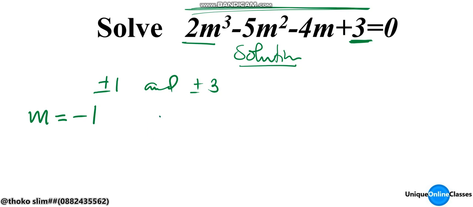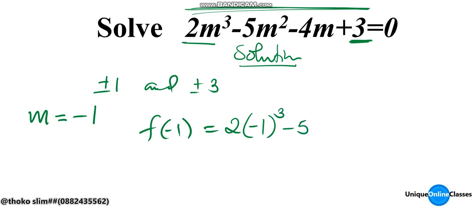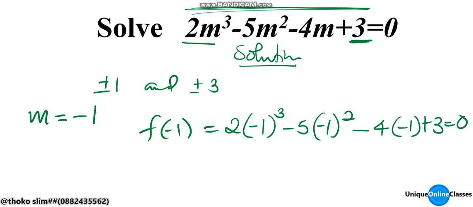So if m is equal to negative 1, we write f of negative 1. The function of negative 1 is equal to 2 times negative 1 cubed, minus 5 times negative 1 squared, minus 4 times negative 1, plus 3, is equal to 0. Let's prove it is equal to 0.